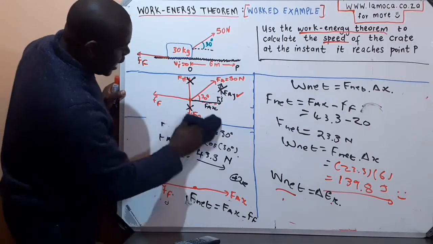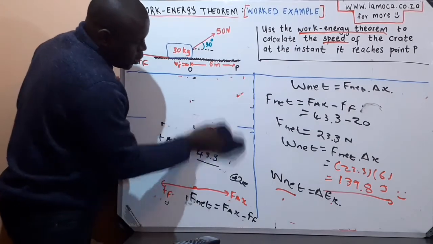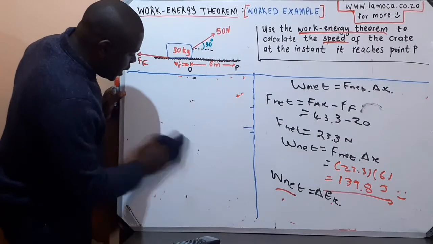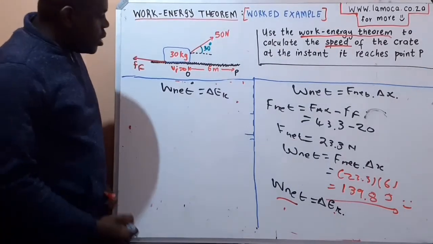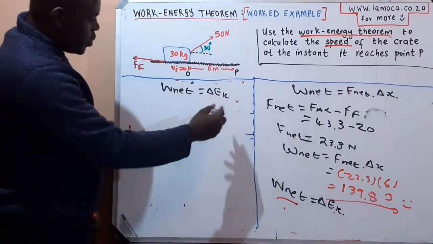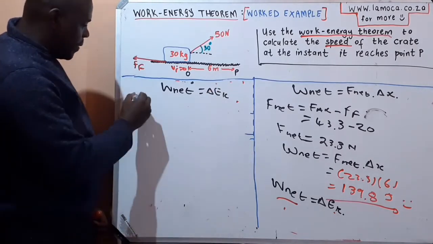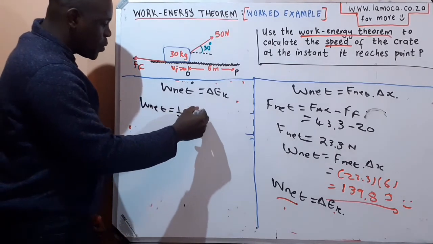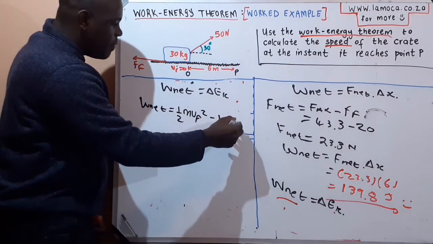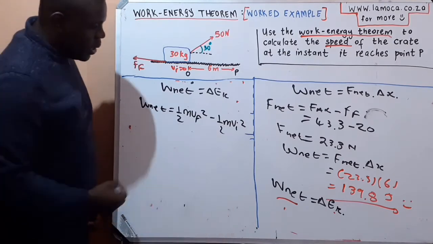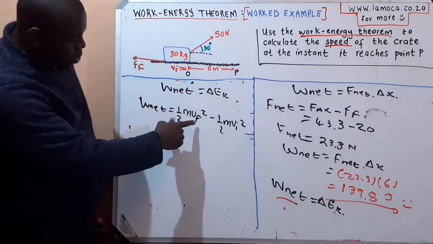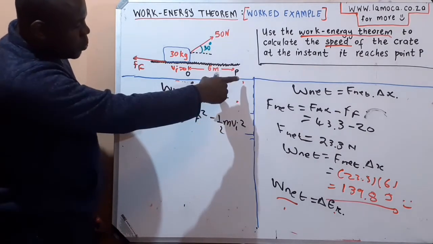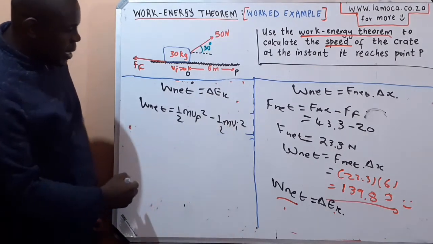Now, let's delete those guys there and apply our work energy theorem to find the speed when this crate reaches point P. So using work net is equal to change in EK, let's try and expand that. So work net is going to be half of m Vf squared minus half m Vi squared. So we've got our formula. We know the net work. We know the final velocity. Rather, we don't know the final velocity because that's what we're looking for. We know the initial velocity and the mass.